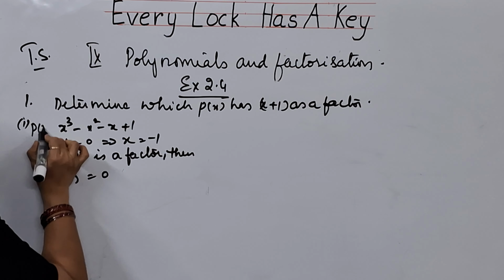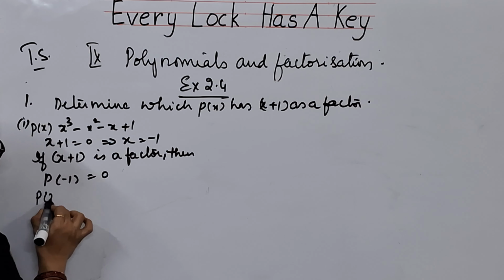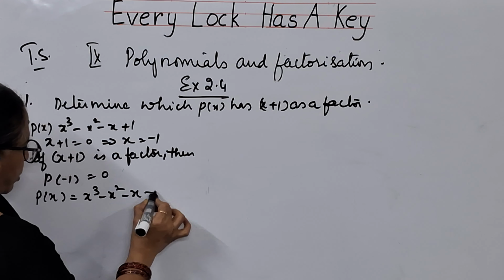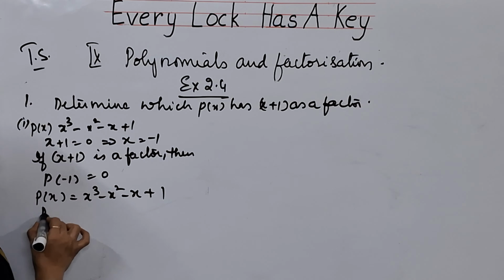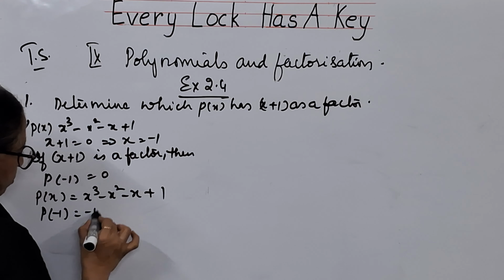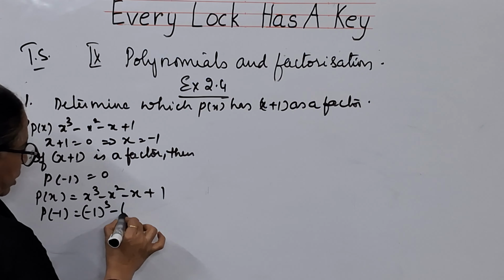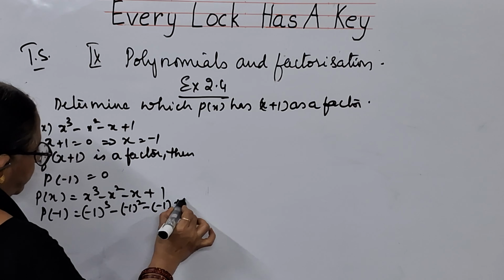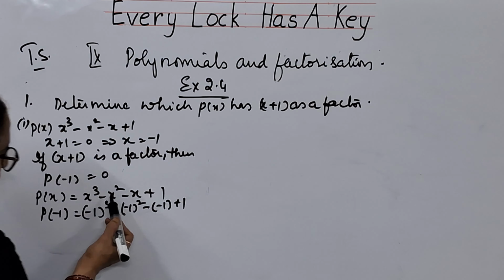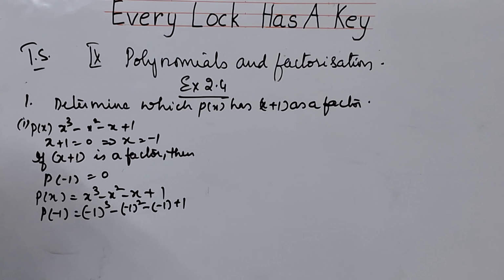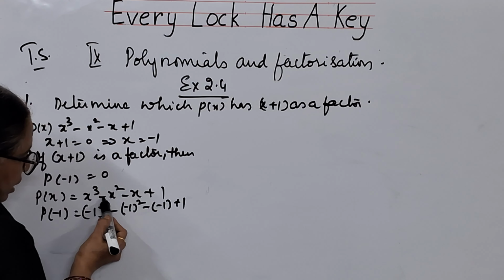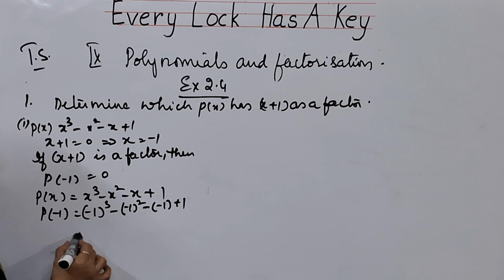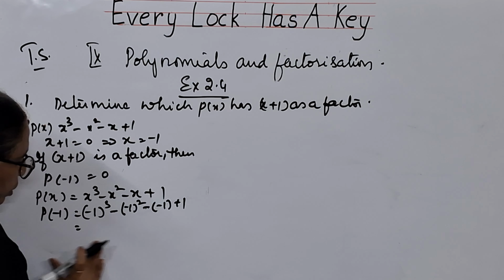So this is P of x, children. So let me take P of x, x cube minus x square minus x plus 1. So what is P of minus 1? Minus 1 whole cube minus of minus 1 whole square minus of minus 1 plus 1. Be careful children, wherever x is there you have to keep minus. So if you have a minus sign earlier, keep it in bracket. Here minus is there, so I have kept it in bracket. So minus 1 whole cube.